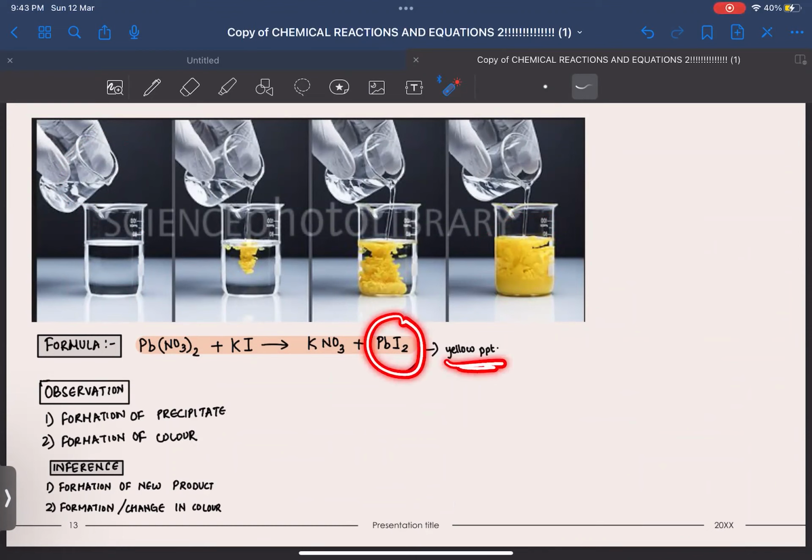Okay, so what do we observe here? We observe the formation of a precipitate. We observe the formation of a color. So what do we infer from this? Formation of a new product and change in color. Both were colorless, but now the product has become yellow in color. And because of the change in color, we can infer that a chemical reaction has occurred.